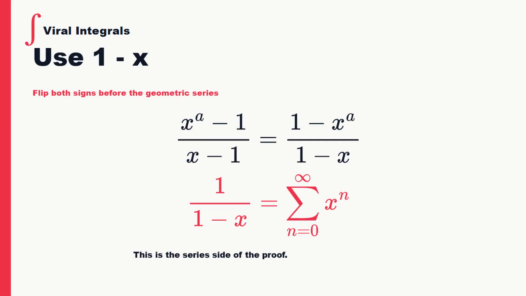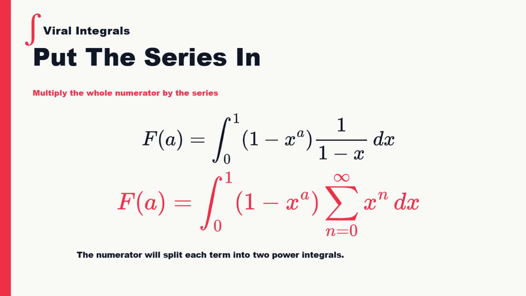To compute f of a, rewrite the quotient with denominator 1 minus x. Flipping both signs changes nothing, and now the denominator matches the geometric series 1 over 1 minus x. Now we substitute the geometric series into f of a. This changes the parameter integral into an infinite sum of much simpler pieces, each multiplied by 1 minus x to the a.